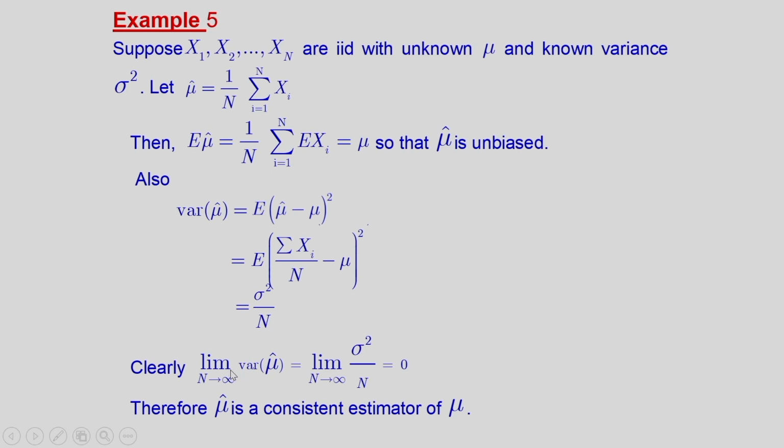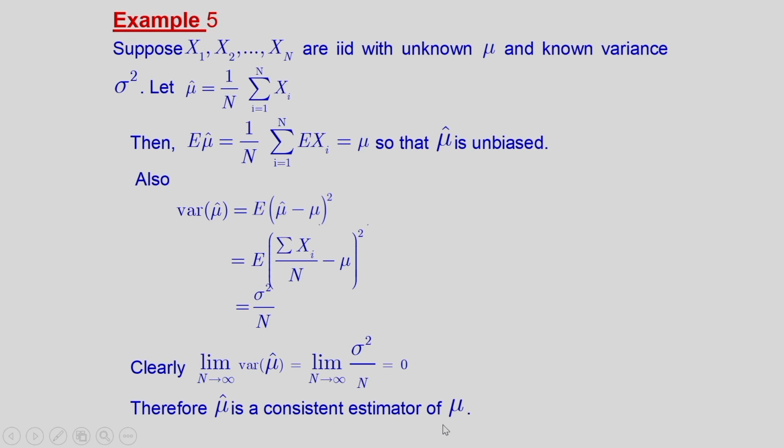So as n tends to infinity, this variance will become 0. The limit of variance of mu hat as n tends to infinity is equal to the limit of sigma square by n, as n tends to infinity, which is equal to 0. Therefore, mu hat is a consistent estimator of mu.